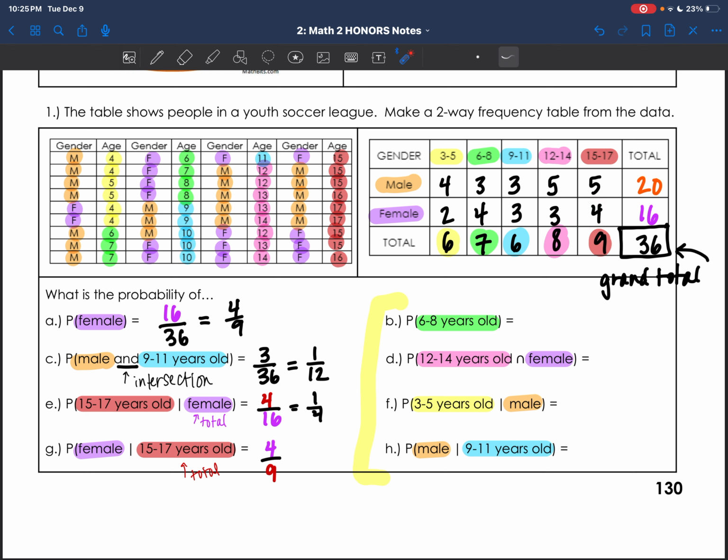All right, now we're going to look at females given they're 15 to 17-year-olds. So now we're going to use this total right here, and that's going to be 9. And we're looking for females that are 15 to 17 over all the 15 to 17 year olds. All right, I want you to go through and answer those questions using this information here.